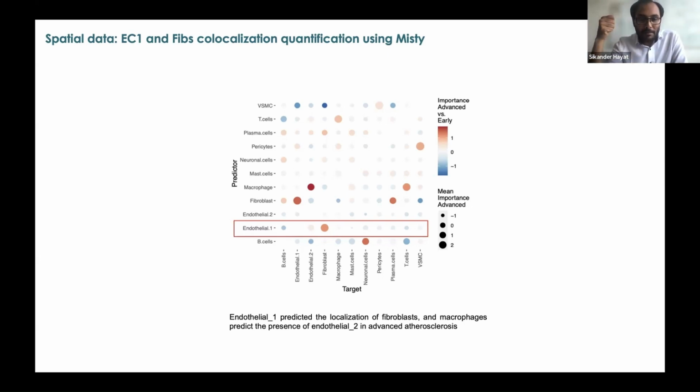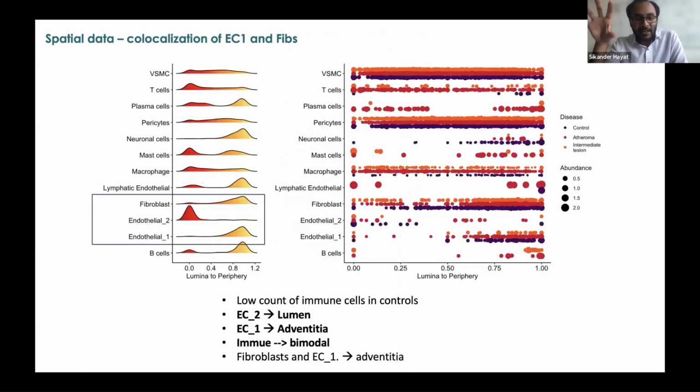We also found macrophages could predict the presence of endothelial 2 in advanced atherosclerosis slides. Okay. Again, we could show all of this using spatial data as well. So on the left-hand side, you see a reference that we made from the arteries that we had. Going from center to the periphery, we could show the distribution of the different cell types, how it changes as you go from, let's say, the lumina to the periphery. As I said, EC2 was more towards the lumina, EC1 and the fibroblasts were more towards the adventitia.